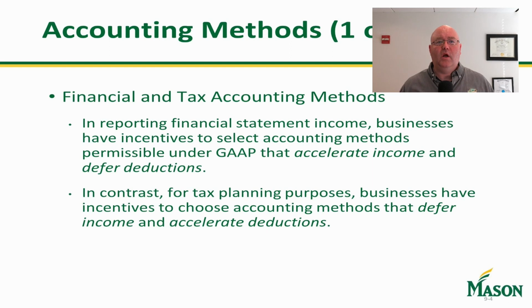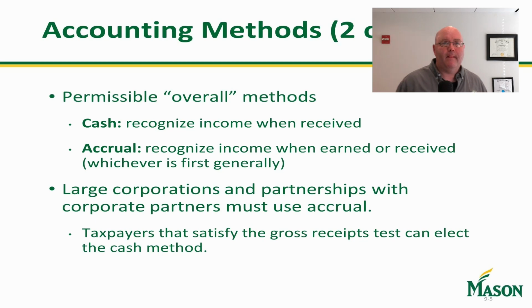Okay. Financial and tax methods, again, when you're reporting it, select accounting methods permissible under GAAP that accelerate income and defer deductions. That's what financial guys want to do. In contrast, with tax, we want to get a low tax bill. I want to save as much do-re-mi, emphasis on me. And therefore, I'm going to say I want to defer income and accelerate deductions. So there's always this back and forth between the tax people and the financial people as to what's best for the business.